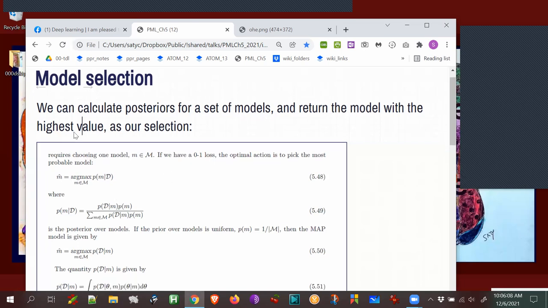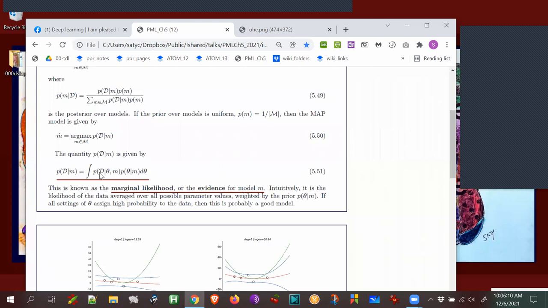All right, so then that is done like here. So then for that, you have to evaluate this thing called the marginal likelihood, right? Because you have many different models. And then you want to find the evidence for the model, the data over all the parameter values. So the priors are all priors over parameters.